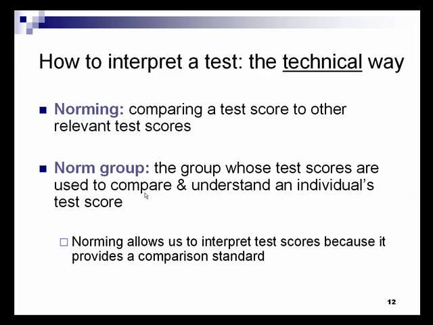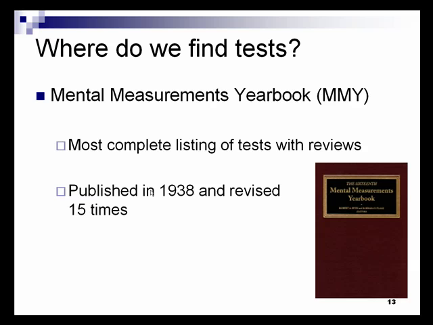There's a technical way of assigning meaning to a test score, and that process is called norming. Basically, the process of norming allows us to create meaning to a test score by comparing one test score to all the other scores in a group. The norm group is the group whose test scores are used to compare and understand an individual's test score. The important thing to understand here is that norming allows us to interpret test scores because it provides a comparison standard. Now, where do we find tests?